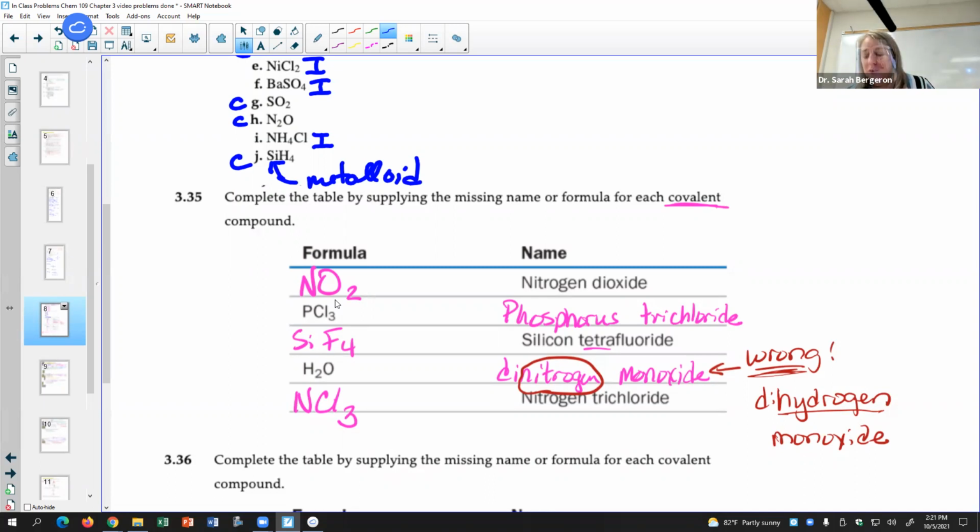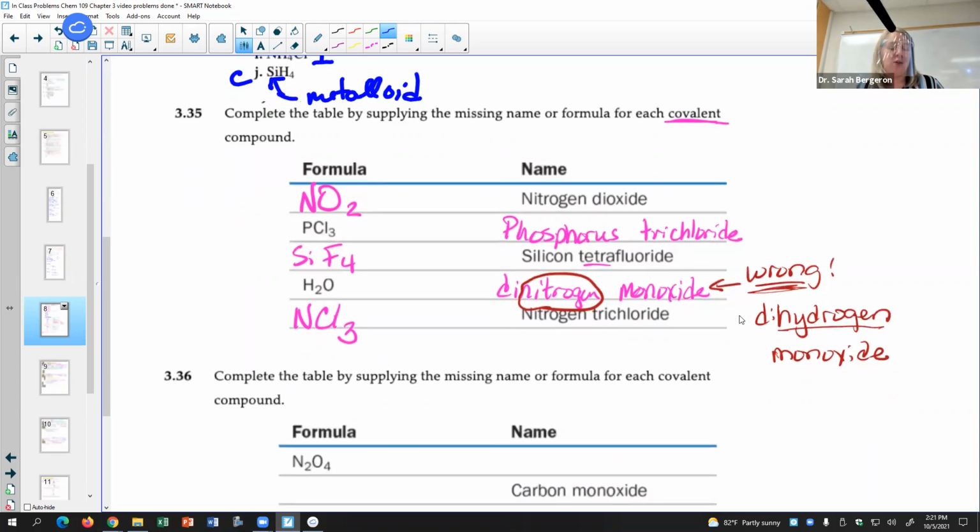Okay, so if I have one nitrogen, what should I call that? You would think one is mono, right? So why is NO2, why is it nitrogen? Why isn't it mononitrogen? If it's the first element and there's only one of it, you don't say it. Okay. So nitrogen dioxide. Here, there's only one, and the first one is phosphorus, so we don't name it. We just say phosphorus, and there are three, and that's trichloride.